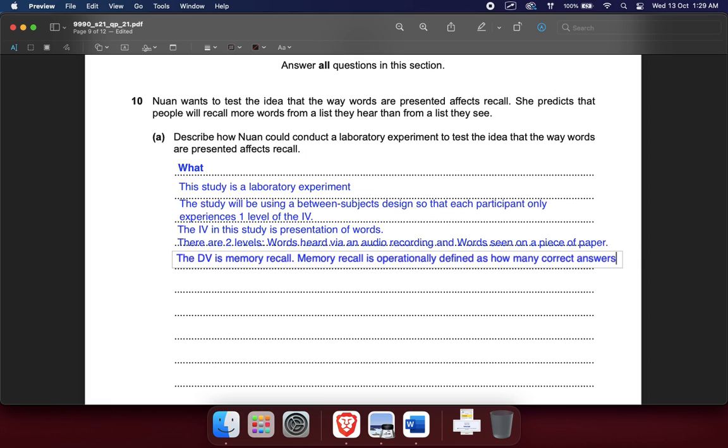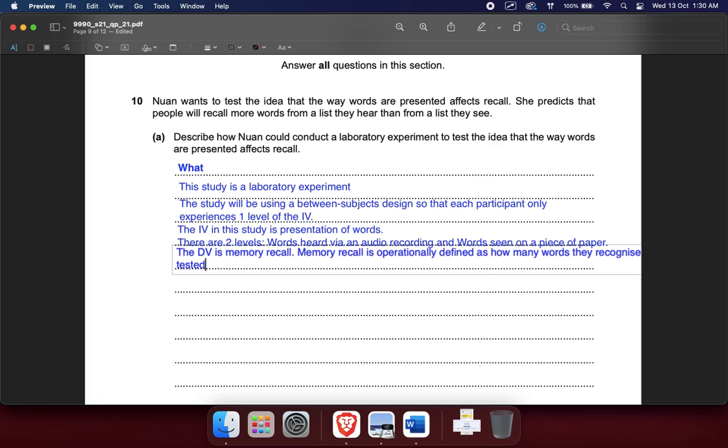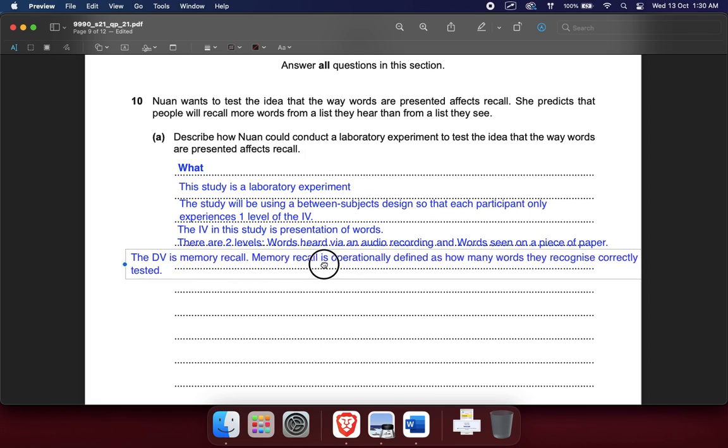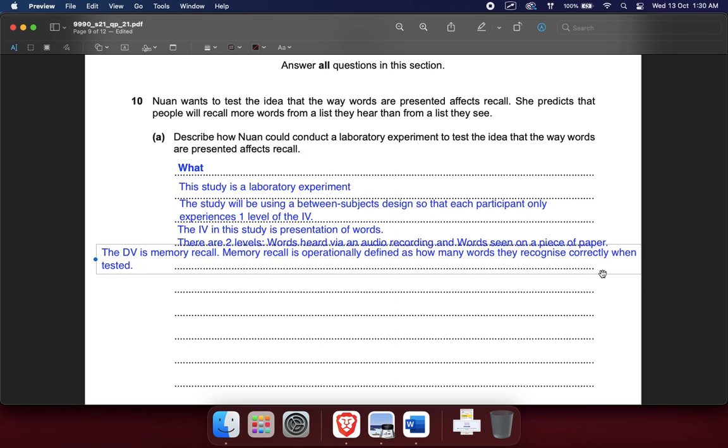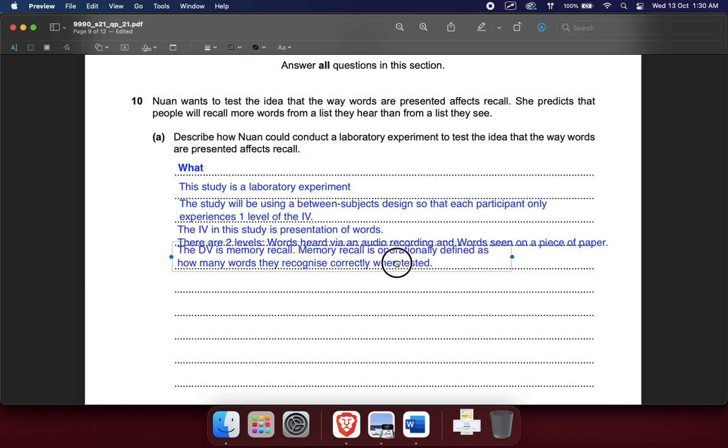How many words they recognize correctly when tested. Right? So again, we're testing recall, right? About words that you see or words that you hear, right? So DV would be memory recall. How many words do you recognize when you were tested? Ta-da! That basically will be your DV.